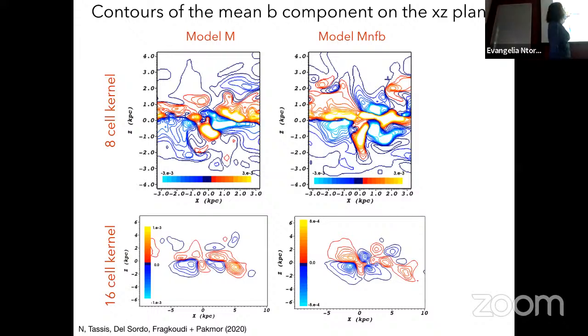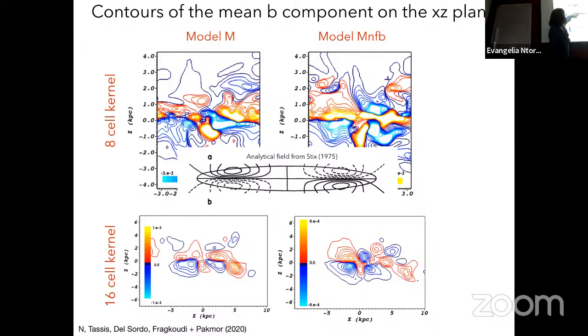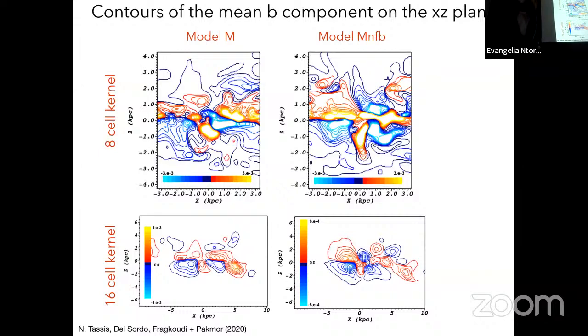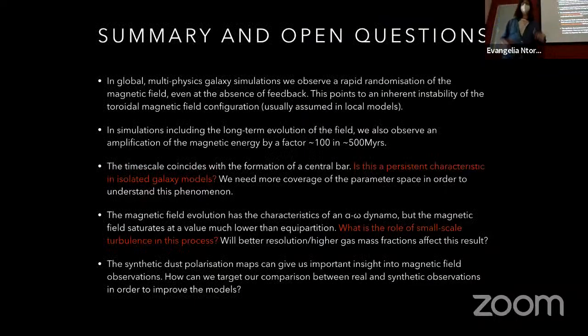This is when using an 8-cell kernel, and this is with a 16-cell kernel. If I put this contour on top again, we kind of get the same shape on the larger scales. So we were kind of convinced that it's a dynamo. Then we ran many more tests that I will not bore you with. But we did find that there is a mean field dynamo in this setup. In the end, though, we were left with many open questions. So this is the first part of the talk.